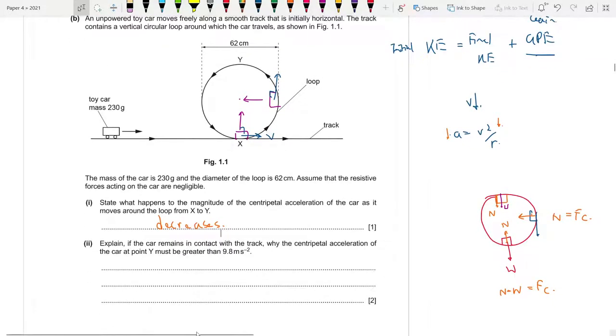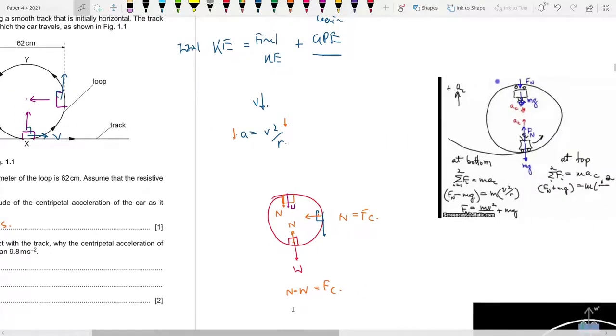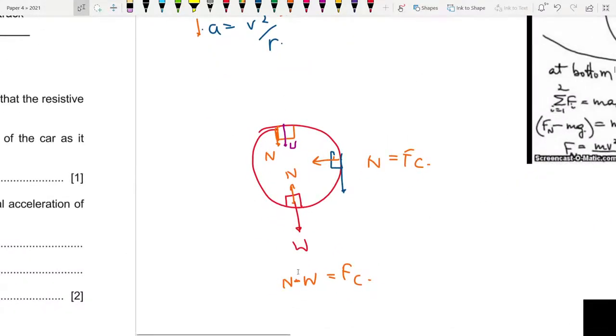Now the next one is a bit more difficult. For this, we need to understand the basics of a loop. At the bottom, normal contact force is directed towards the center, weight is directed down. So the difference between normal contact force and weight is the centripetal force. When it is moving vertically up, I'm talking about this case, weight is directed vertically downwards and normal contact force is towards the center. So only N is providing the FC. At the top, both weight and the normal contact force, right? Both of them are in fact directed towards the center. So both of them are providing the centripetal force.